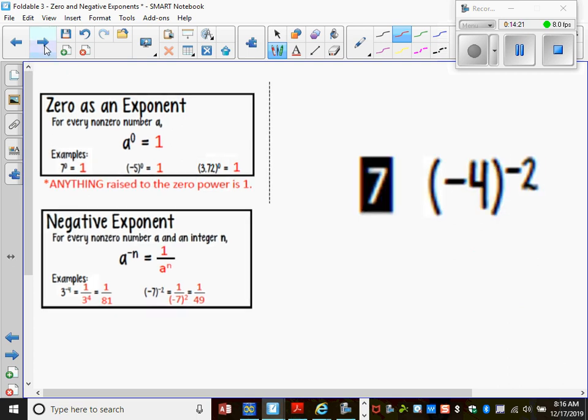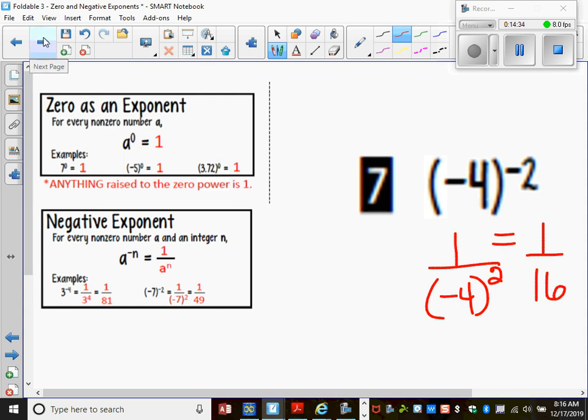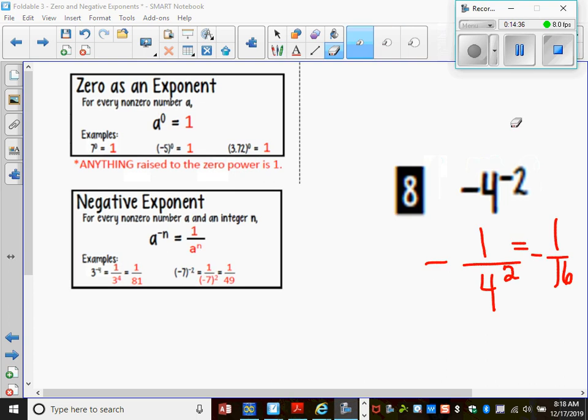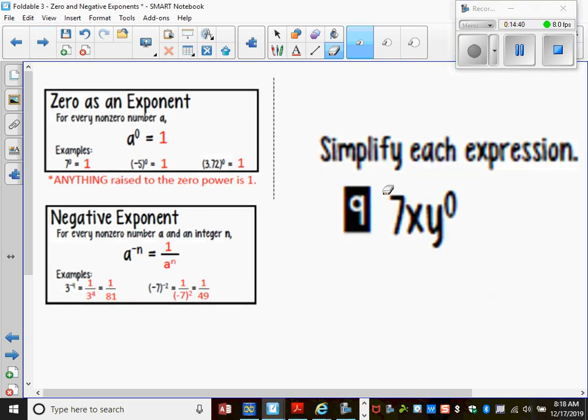All right, now this one, all of this is being raised to the -2nd. So when I take the reciprocal, I'm going to do it this way. And then I end up with 1/16. Okay. You're not squaring the negative. All right. Let's move on to here.